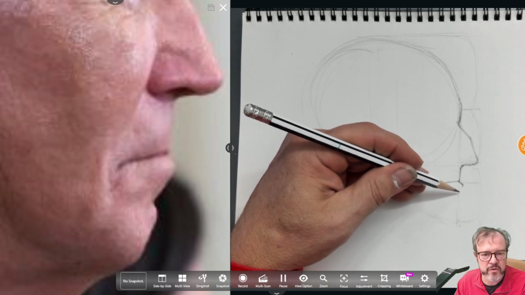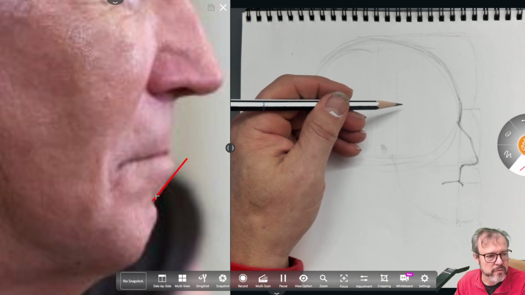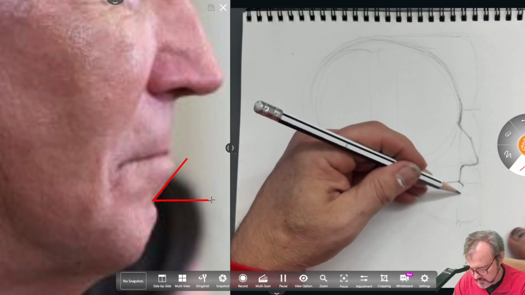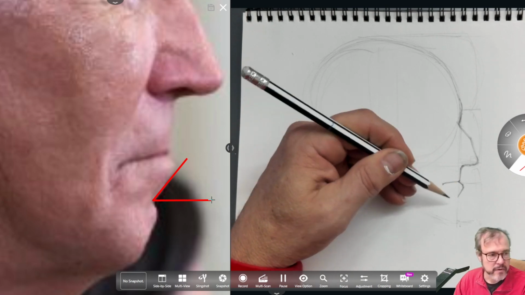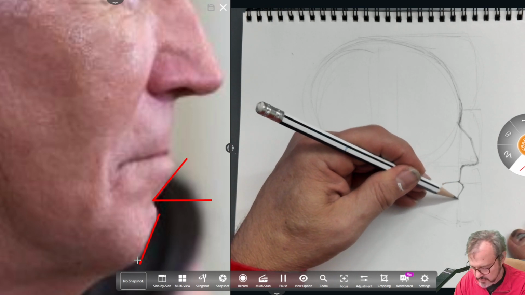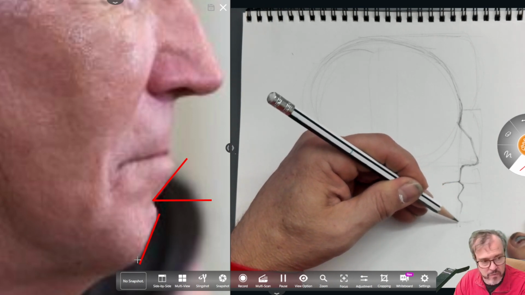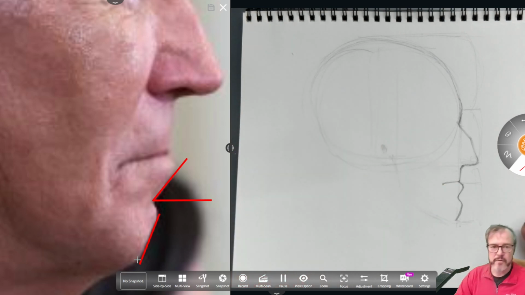Here's another angle we can assess, which is about, I would say, 50 degrees. And here's an angle that's slightly steeper, so we're going to change direction at the top of the chin and then like that.